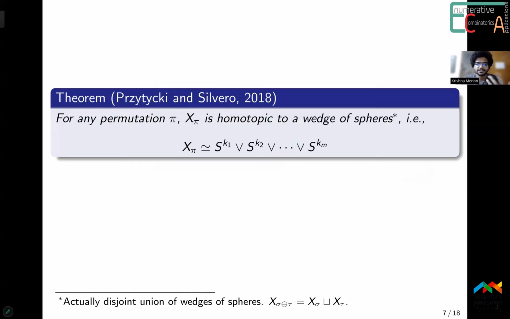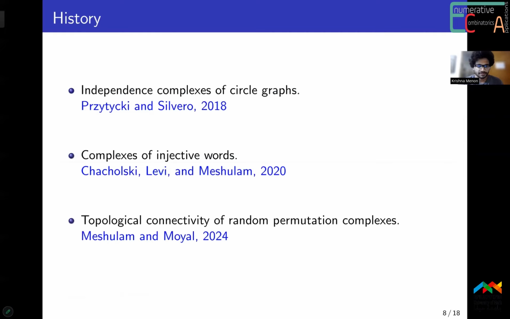And this is a special case of something that happens in general. If you start with any permutation pi, then X pi is homotopic to a wedge of spheres. And this flavor of result is very common in topological combinatorics. Okay, so now a bit of history about this topic.